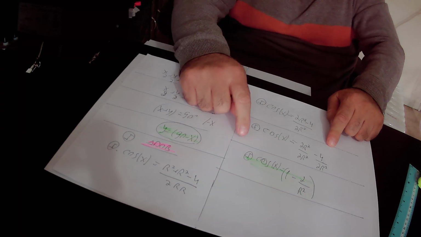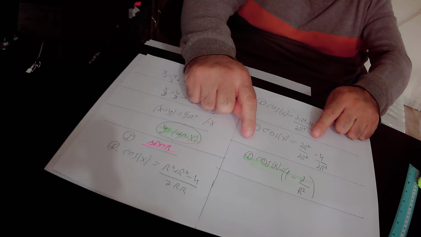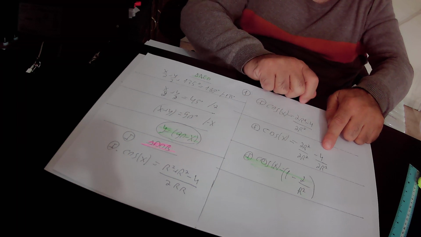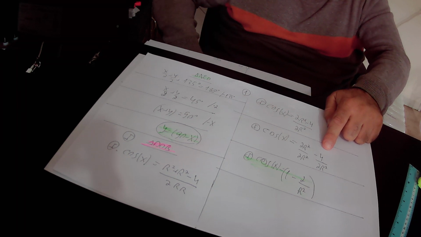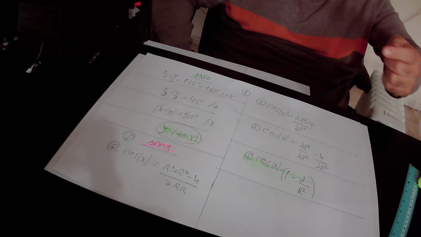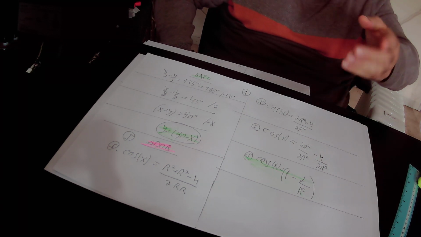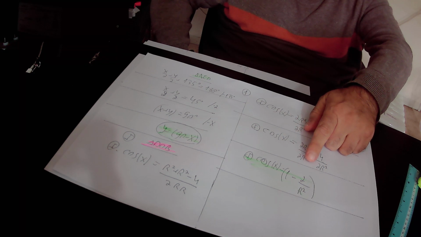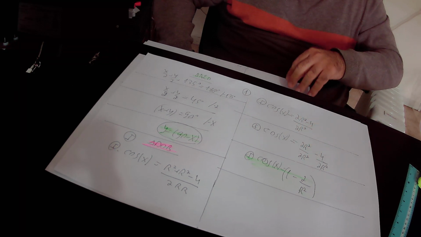So cosine x equals 2r squared over 2r squared, which is 1. And here minus 4 over 2 is minus 2. So in the numerator we have minus 2, and in the denominator we have r squared. So according to equation number 1, cosine x equals 1 minus 2 over r squared.